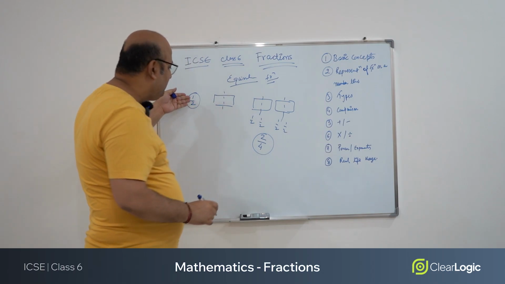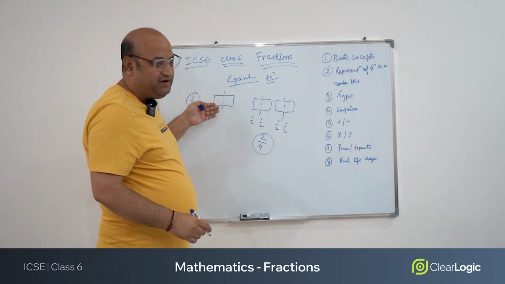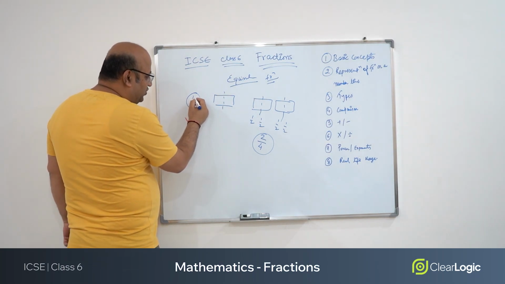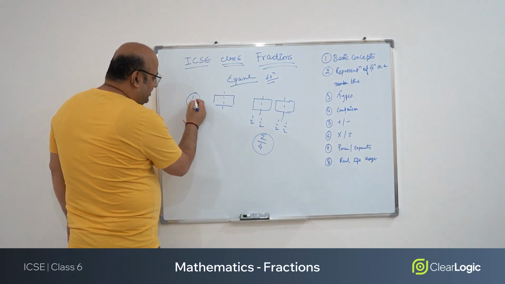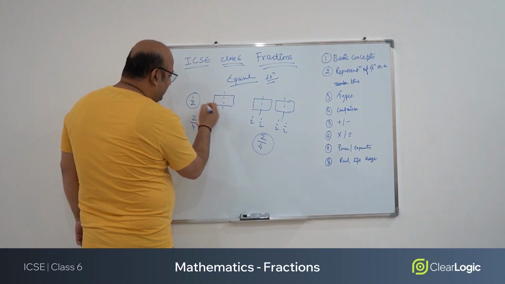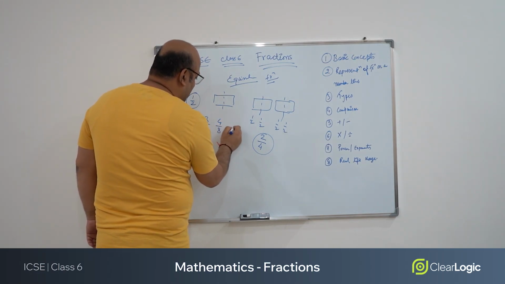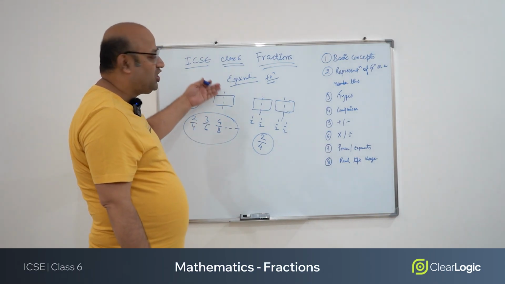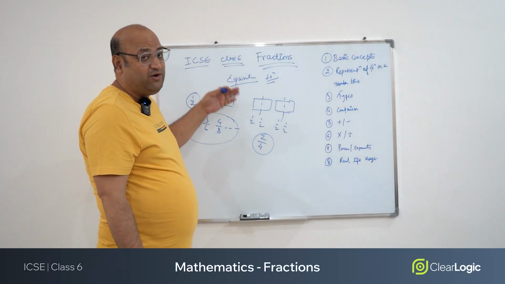So basically, if we multiply the numerator and denominator by any number, they will result in equivalent fractions. For example, if I multiply by 2, this will be 2 by 4. If I multiply by 3, this will be 3 by 6. If I multiply by 4, this will be 4 by 8 and so on. So all these fractions actually mean the same, that is, they are equivalent. These are known as equivalent fractions.